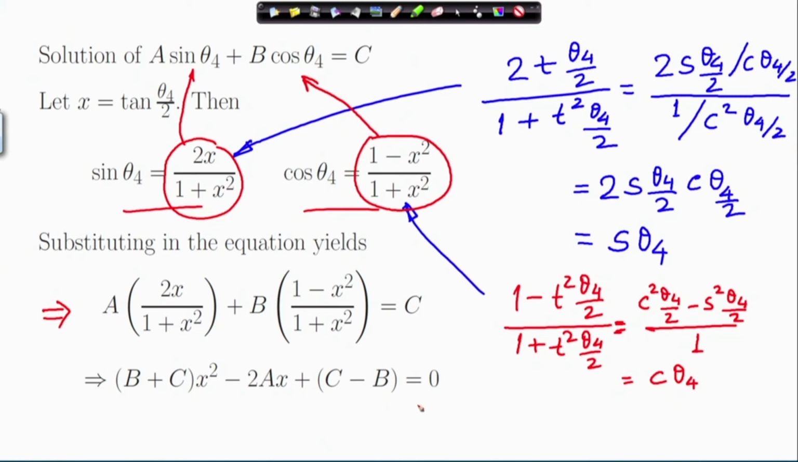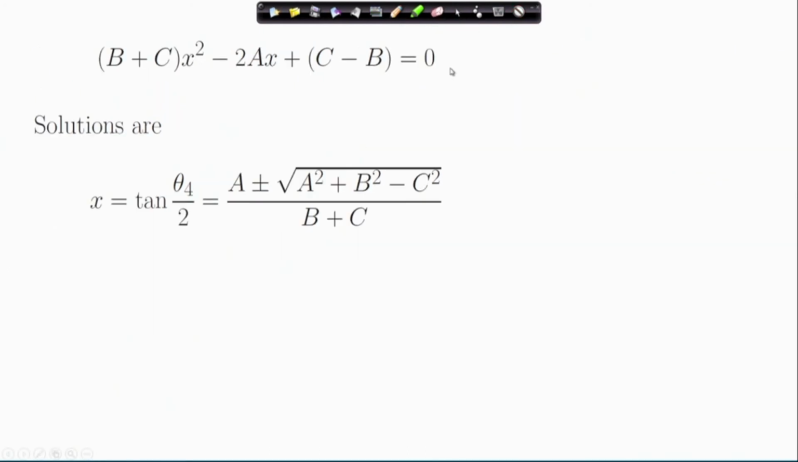x. Remember, x is tangent theta 4 by 2, tan theta 4 by 2 is x. Now, you know that the quadratic equation has roots. There are two roots of the quadratic equation which we can express explicitly. So, this is what we are going to look at next. So, this was the quadratic equation that we obtained.